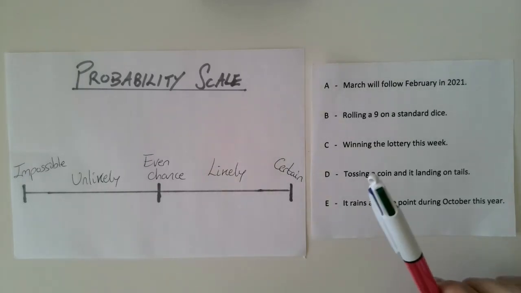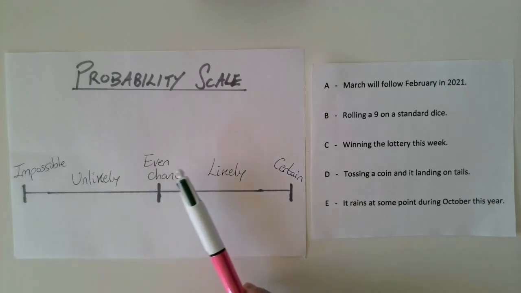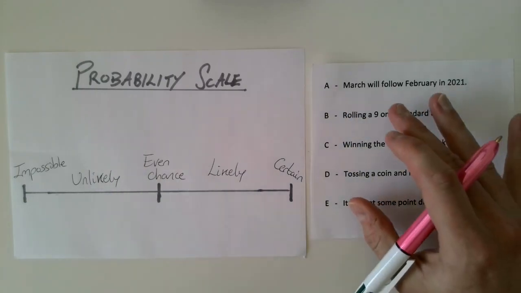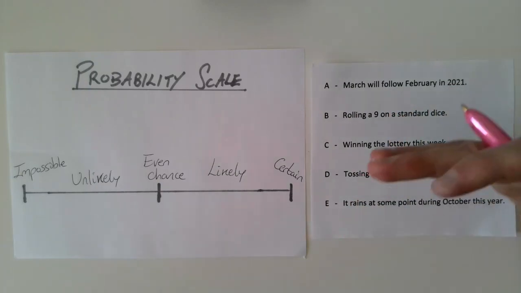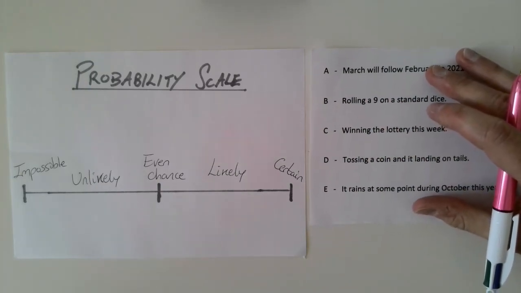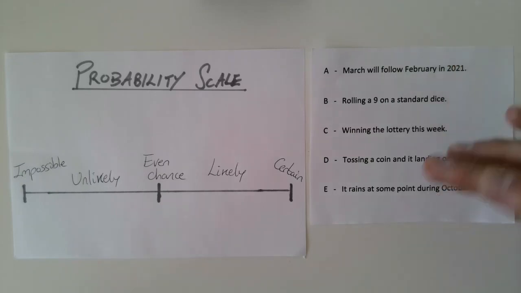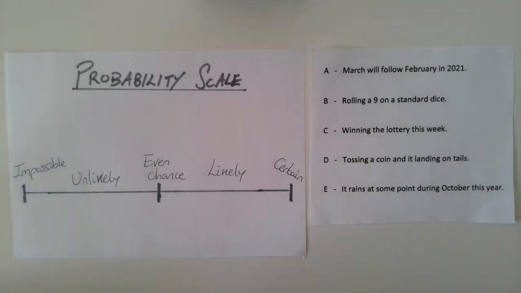Now what we need to do is match the 5 terms on the probability scale to the 5 events that I've got on the right hand side. Now I'm going to do this one in this video, and I'd like you to copy down what I'm doing for this example. Section A on your worksheet is very much like this example. So let's have a look then.